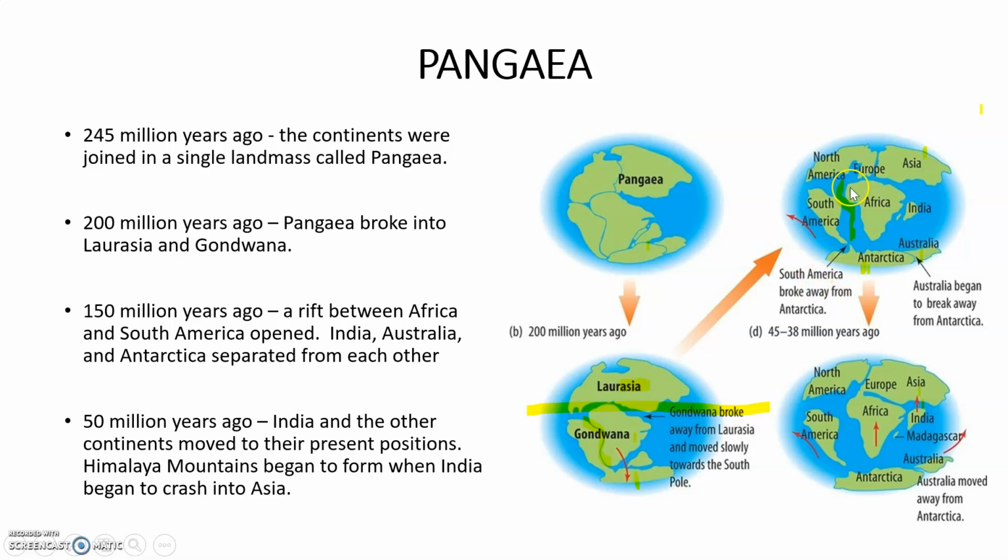Then about 150 million years ago, a rift started forming between South America and Africa, causing them to split apart. And then India, Australia, and Antarctica kind of started separating and becoming independent pieces. And then 50 million years ago, India and the other continents started moving to present locations. And India started pushing forward into the continent of Asia, creating the Himalayan mountain range. It is currently still pushing forward today, and the Himalayas are currently growing.